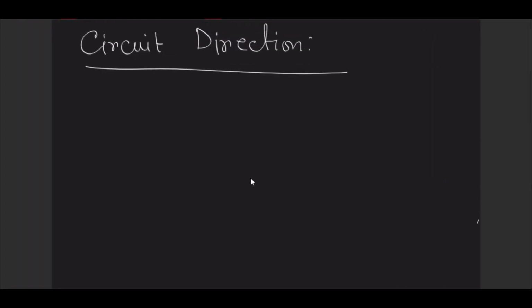Interesting topic today we are going to discuss, that is how the direction of the circuit controls the coupling, or the sign of the coefficient of mutual inductance. Basically, we will try to investigate how the sign of M depends on the circuit direction.